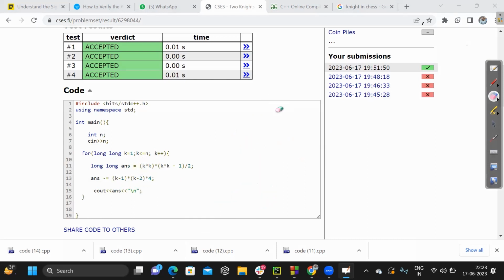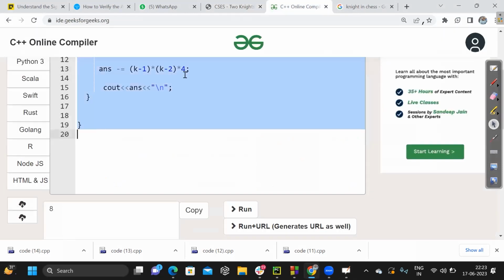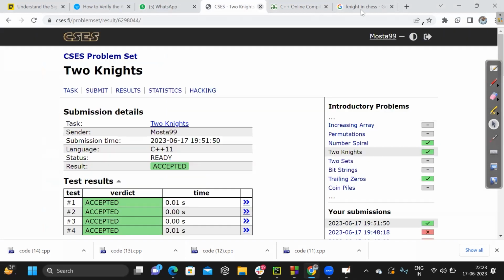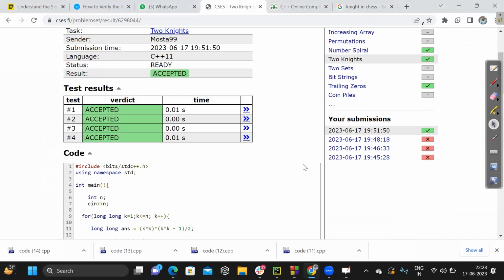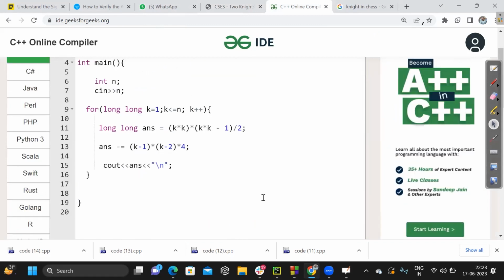Okay. Any doubts? Any further doubts you people have for this problem? Any doubt you have for 2 knights problem? Please tell. Anyone has any questions on 2 knights problem? I'm giving you the code. Okay. What is the time complexity? Based upon the code, what is the time complexity? Big O of n, yeah.